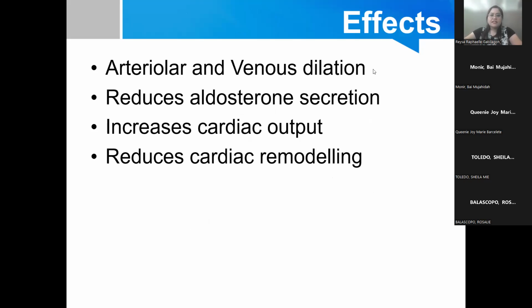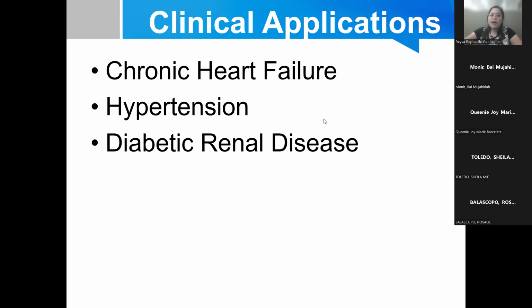The effects, it can cause dilation. Again, walang vasoconstriction pag wala tayong angiotensin 2. Ma-reduce ang aldosterone and that will lead to increase in the cardiac output and ma-reduce yung pag-remodel ng heart. Hindi siya mag-hypertrophy. Hindi siya mag-cardiomegaly. So we have here, aside from hypertension, again, let's add the chronic heart failure and the diabetic renal disease.